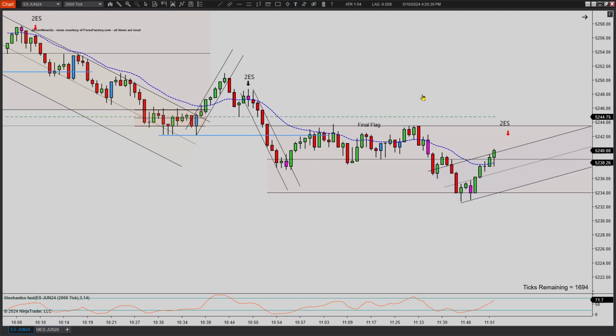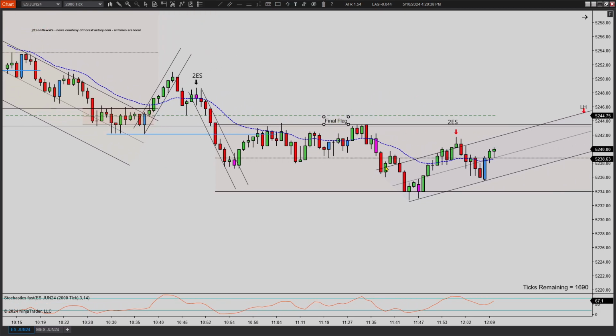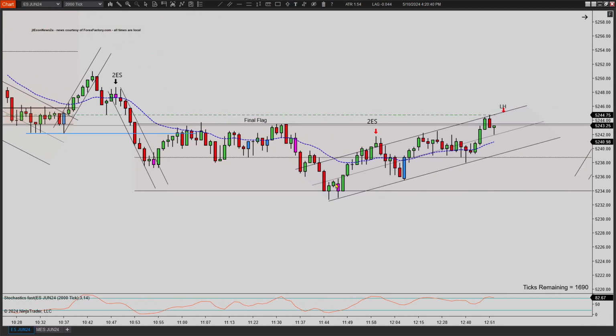Again, just chop sideways. So we got a final flag here. Comes down. You get a nice little first entry, second entry short. I like this trade. You do have an upward trend channel here, though. And do we get a break? Yeah, we get a break, a new high. So there's a lot going on for that second entry short there. Also, this little marker here that I was kind of looking at, I think this is pretty valid.